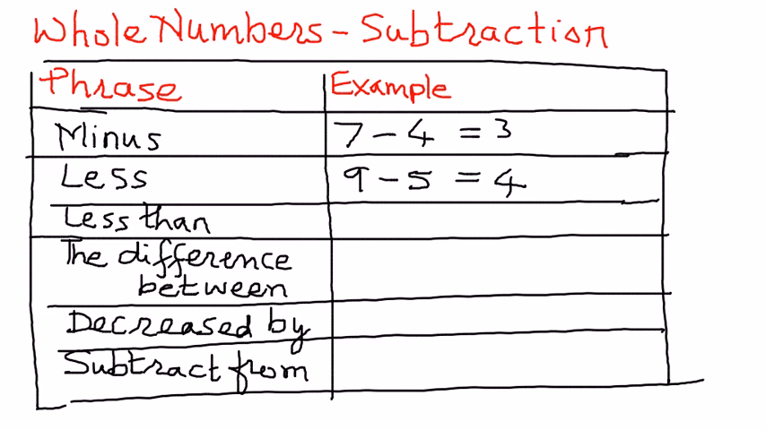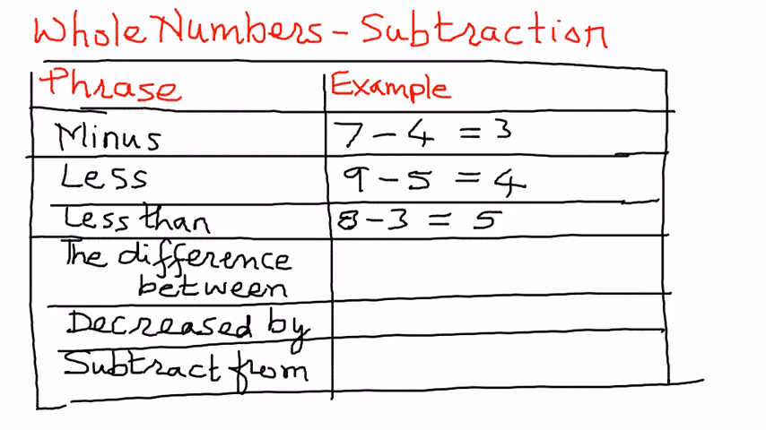Then the next phrase we have is less than. Let us use it in a sentence to be able to subtract a problem. 3 less than 8. That means we have 8 and we are subtracting 3 from it. 8 minus 3 is equal to 5.